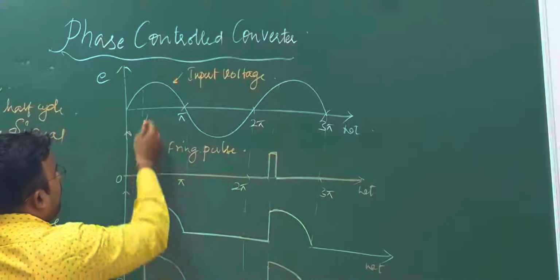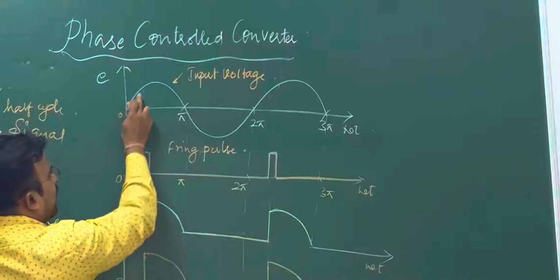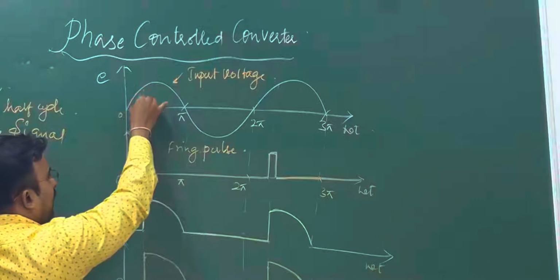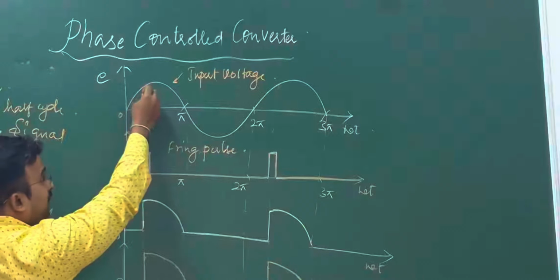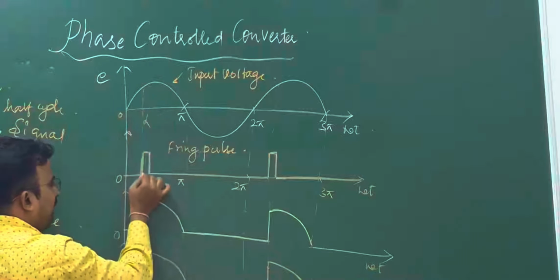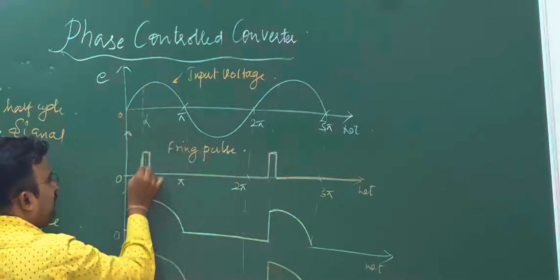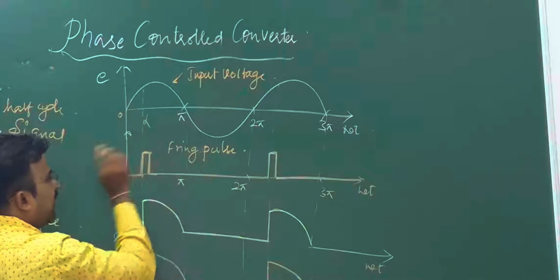Now at this instant 0, the input voltage is 0 and it is increasing. Due to this, the anode voltage is positive and the cathode voltage is negative, so the device will be forward biased. Now at this instant alpha, a firing pulse would be applied, due to which the device is turned on.